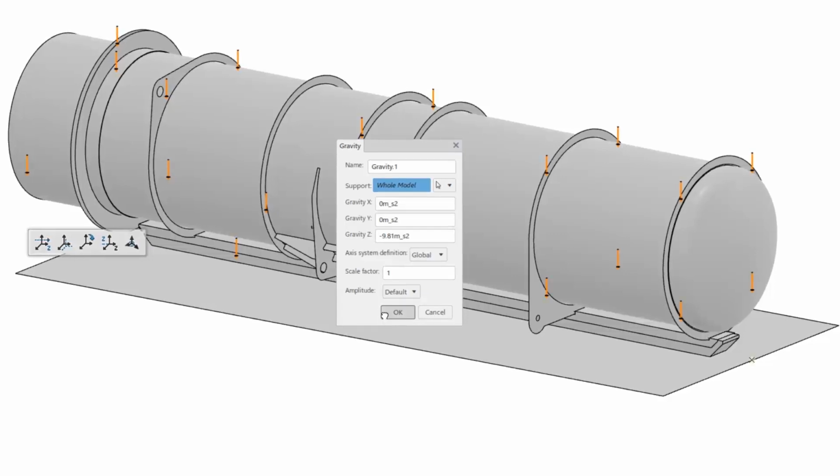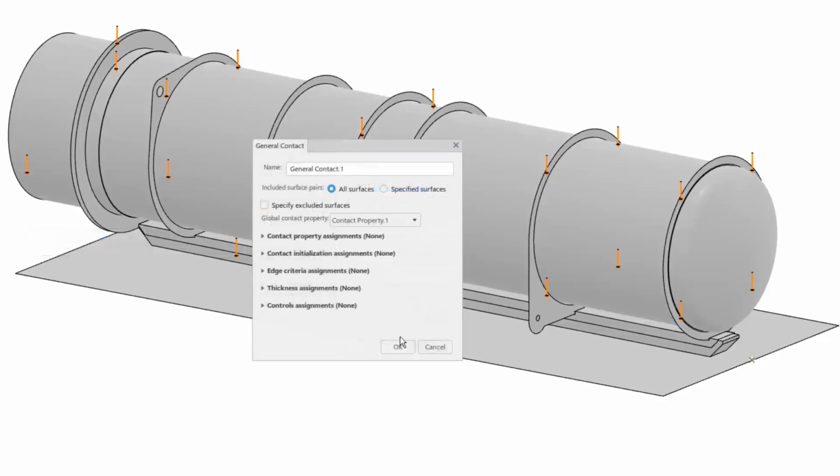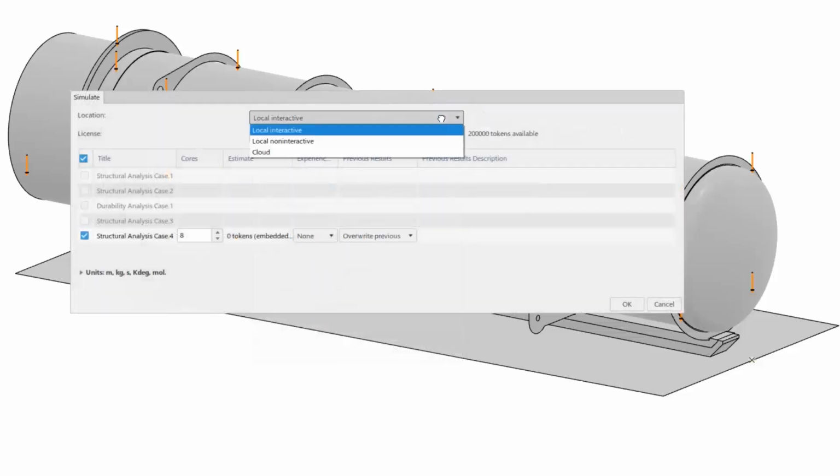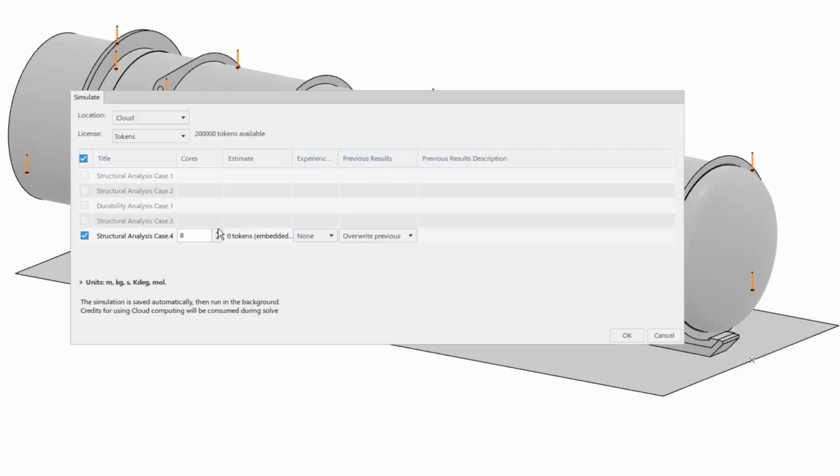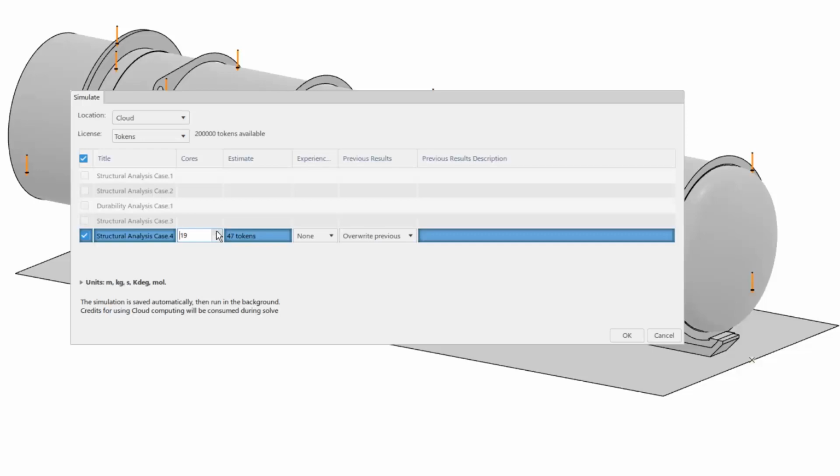How exactly does the skid come in contact with the floor? Adam lets the solver figure that out with one simple yet powerful general contact interaction. To greatly decrease the solve time, Adam chooses to run the simulation in the cloud, leveraging its high-performance computational power. Adam can even shut down his computer while the simulation runs.